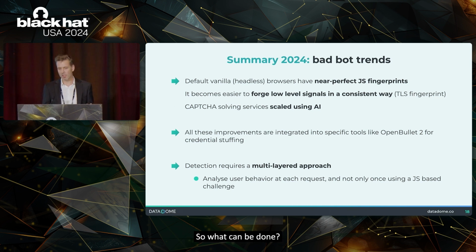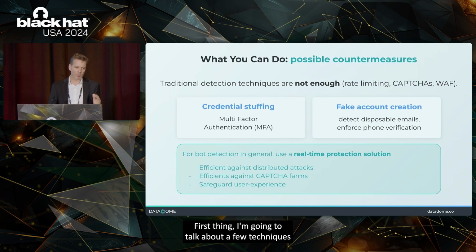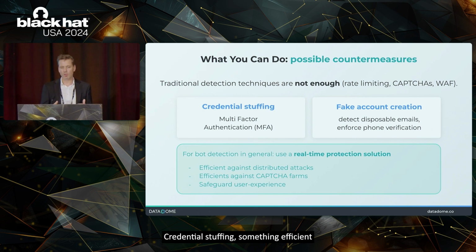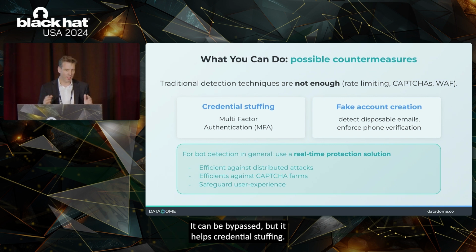So what can be done? Well, a multi-layer approach. That's the best thing you can do to detect bots, a multi-layer approach, and that's what I'm going to explain. First, I'm going to talk about a few techniques that can be implemented to protect, for example, the login endpoint. Against credential stuffing, something efficient is MFA. MFA will help against credential stuffing. It can be bypassed, but it helps.